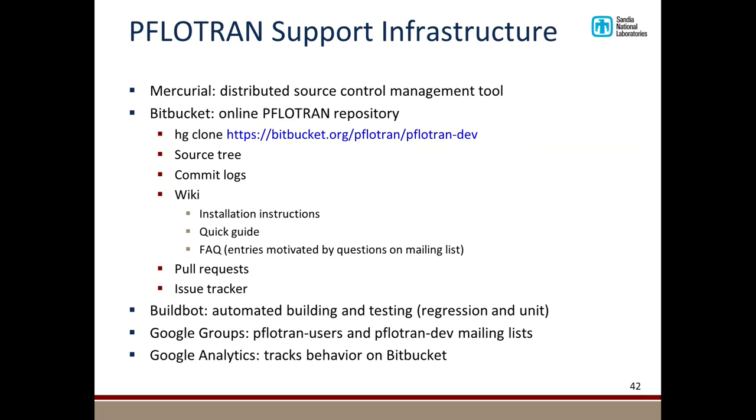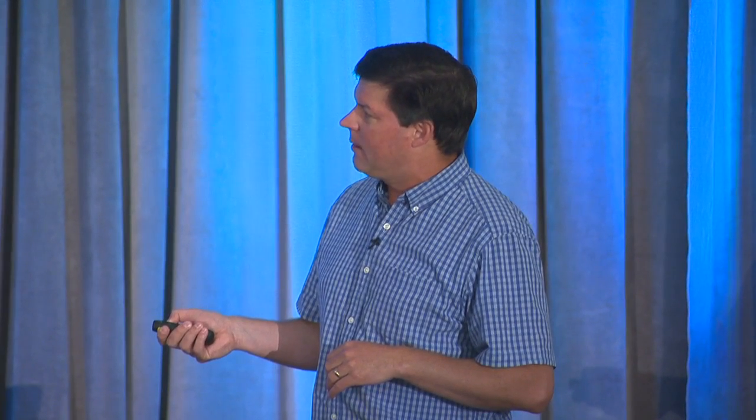Okay, so PFLOTRAN support infrastructure, we use Mercurial. I know that Git is becoming the distributed version control technology of the future. I'm not really worried about it. I have a little slide on that in a bit. We support the code on Bitbucket. There we have the repository with Mercurial. You can download it with that command. Source tree, commit logs, you saw this earlier, pull requests, issue tracker. I'll go through some of this. We have our build bot that I discussed earlier.